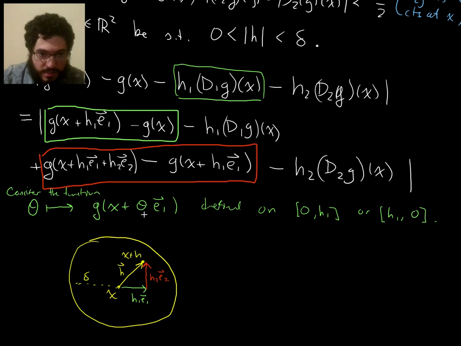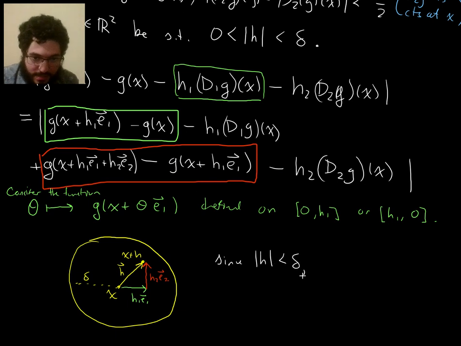Then this mapping, if I look at theta, if I look at these for all values of theta between 0 and h1, then I'm just looking at the points along here, right? And since h is less than delta, h1 is less than delta, right? A component is always less than, in length, the length of the overall vector. So this point is definitely inside the delta ball centered at x.